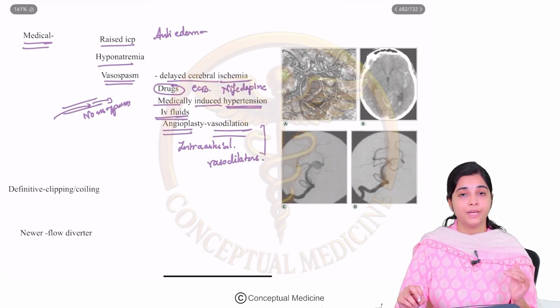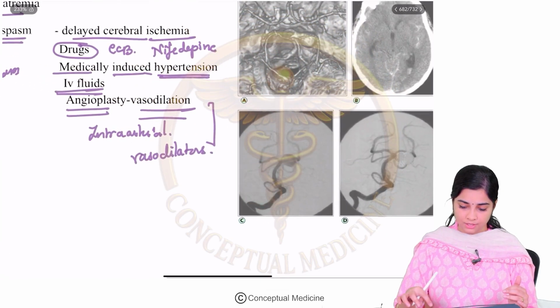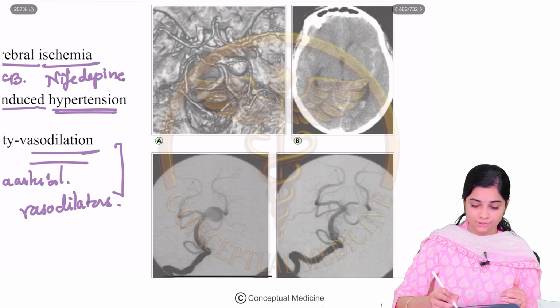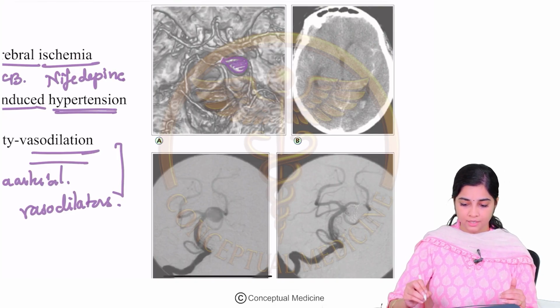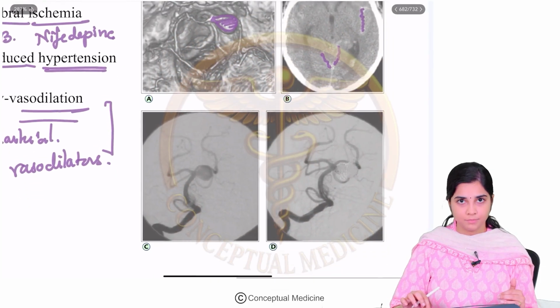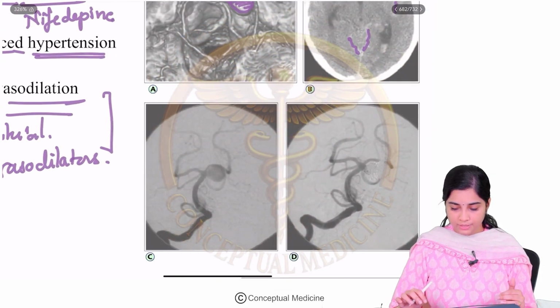So the definitive management for a subarachnoid hemorrhage. As you can see here, what is this showing? This is your angiogram showing your aneurysm. Can you see the aneurysm clearly? Right? Then this is your CT, which is showing your bleed in the arachnoid spaces. This is your subarachnoid space. Right? So what do we do here?